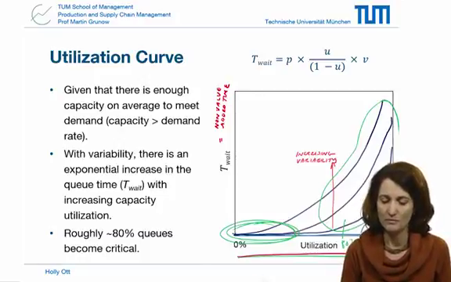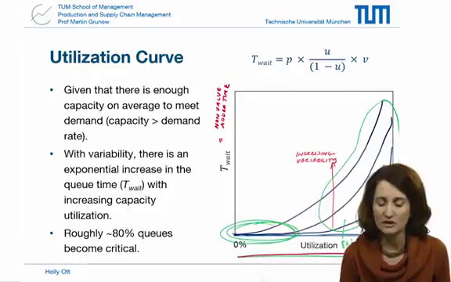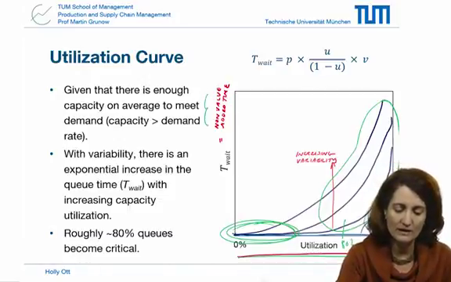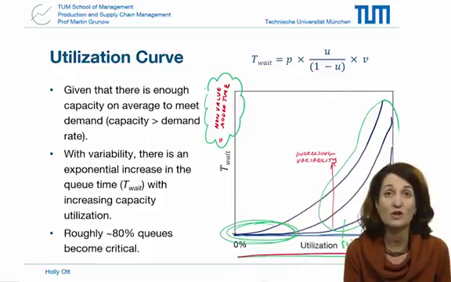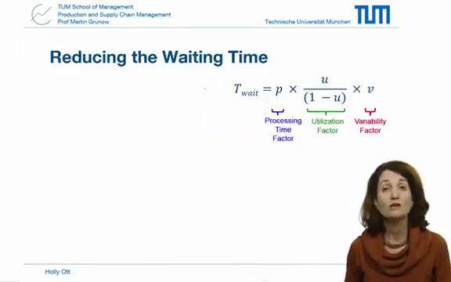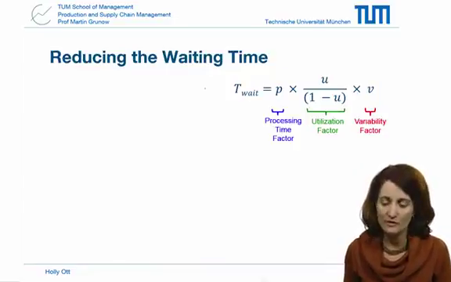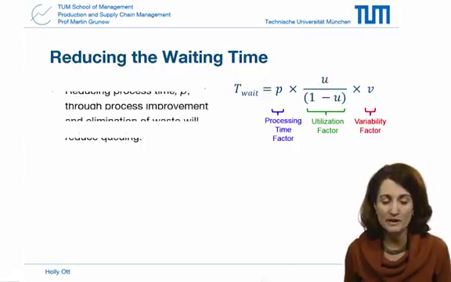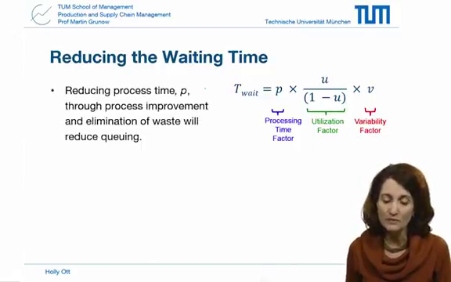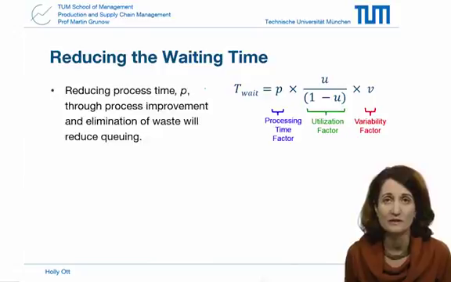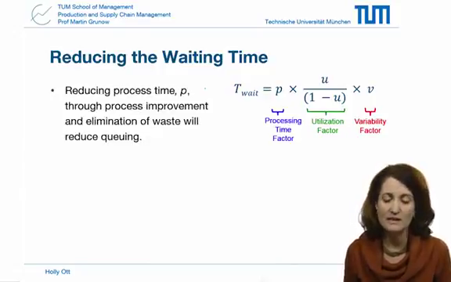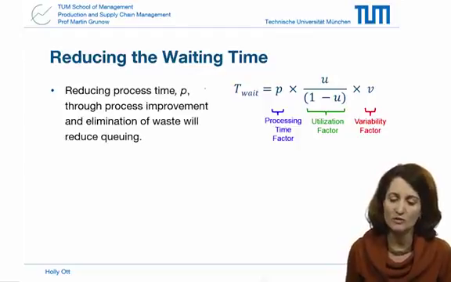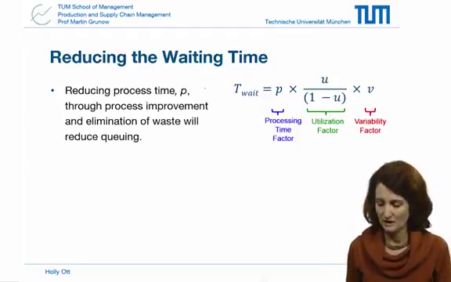And in terms of lean production, we're looking at this waiting time as non-value added time. It's just a waste. So how can we reduce the waiting time? Well, we've got our 3 factors. One thing we can do is reduce the processing time, P. How can we do that? Well, if we do a process improvement, we eliminate the waste in the process itself, or we improve the process, then we can reduce P and reduce our waiting time.